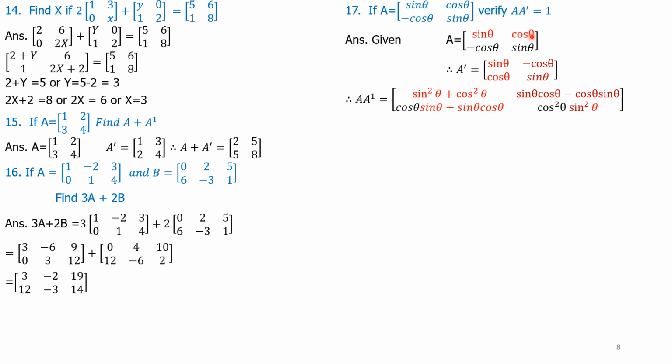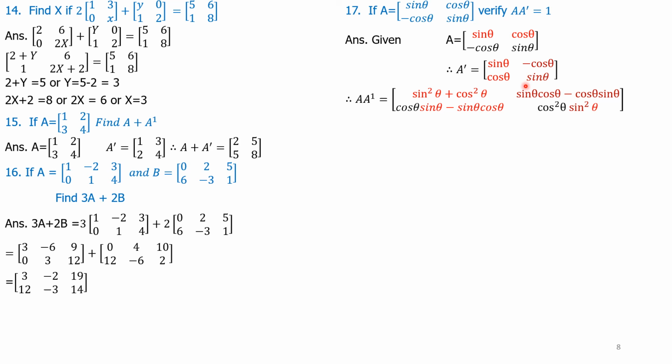Now we have to take up the second row. Second row of A is minus cos theta and sin theta. Let us multiply second row with first column. Therefore, it is minus cos theta sin theta, which is given in red, plus sin theta into cos theta. This sin theta is in black and this cos theta is written here. Okay. That is for the first column.